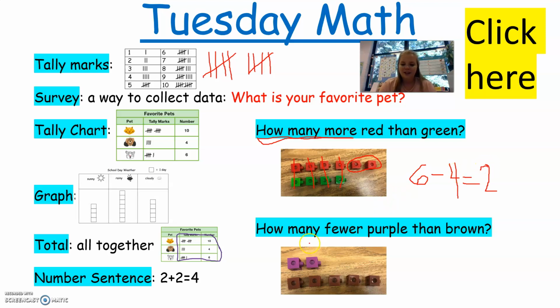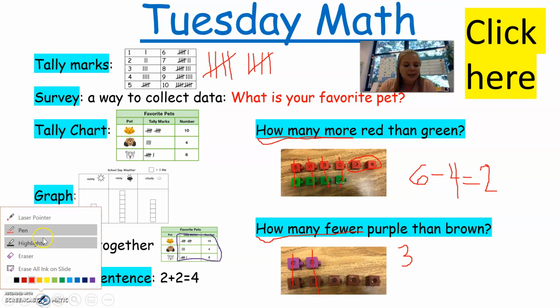Okay. So here's the next one. This one says how many fewer. Remember, fewer are small. Fewer, small. So fewer purple than brown. So how many fewer do I have? So let's match up our pairs. 1, 2. So since we're doing fewer, do you see all these empty spaces? How many don't have a pair? 1, 2, 3. 3 are missing a pair. So I have 3 fewer purple than brown, right?